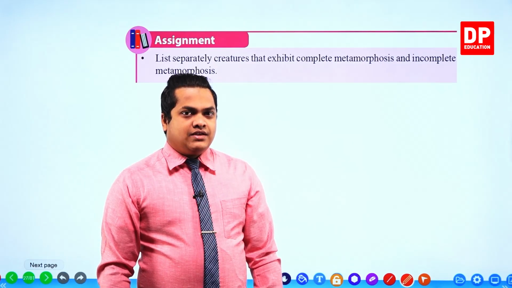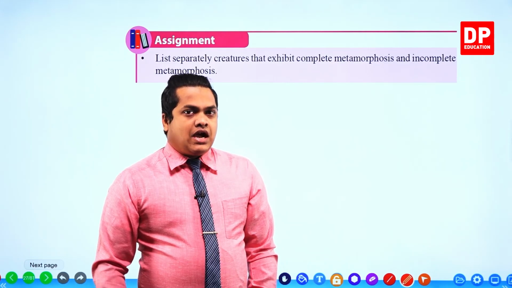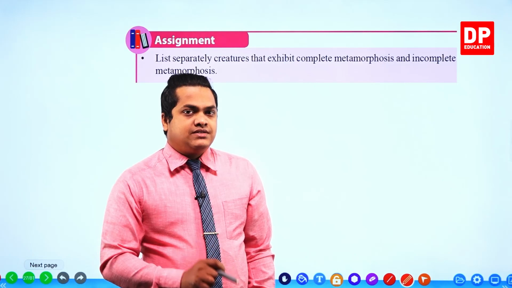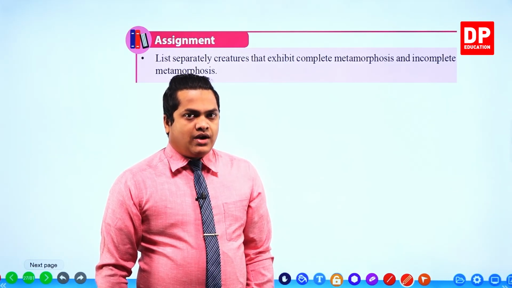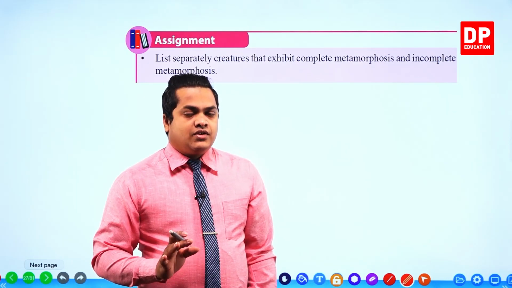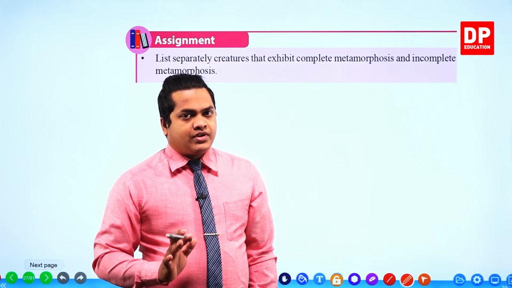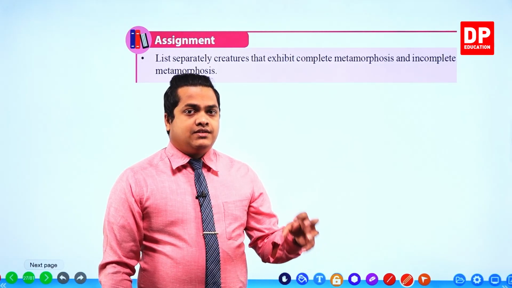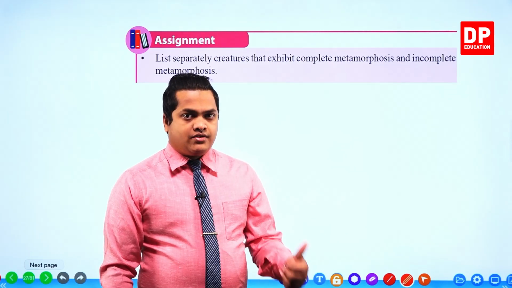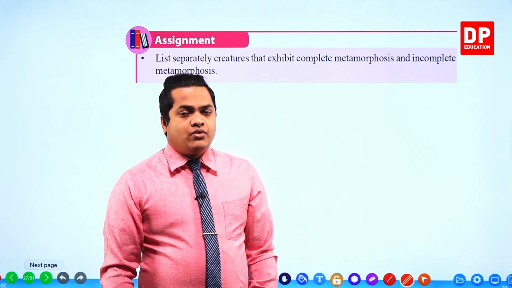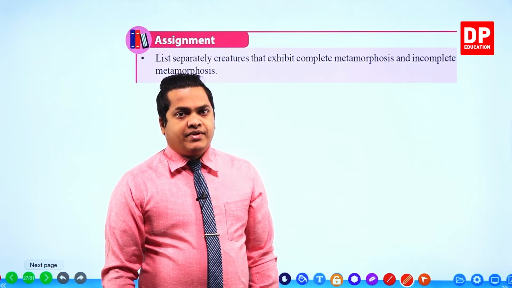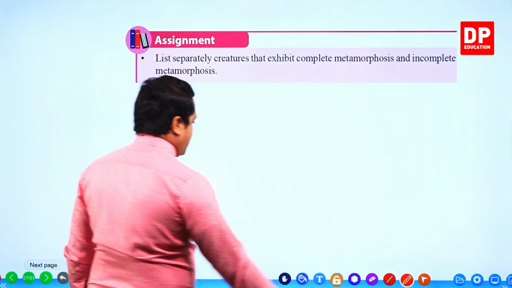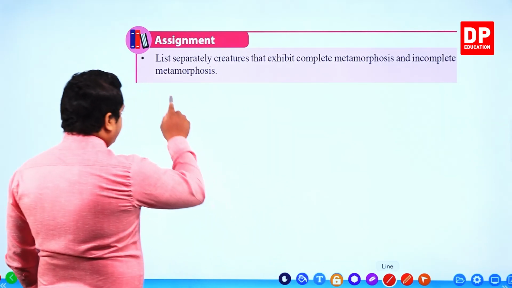So once again, let's recall who are the organisms that have significant changes and who are the organisms that do not show significant changes. That means, who are the organisms that undergo complete metamorphosis, and who are the organisms that do not. So we'll complete the table. We'll complete a table here. Let's go.